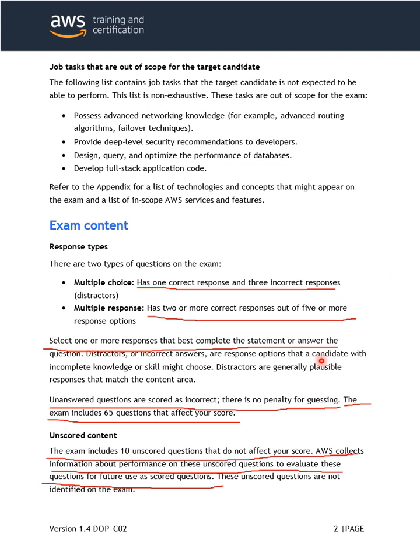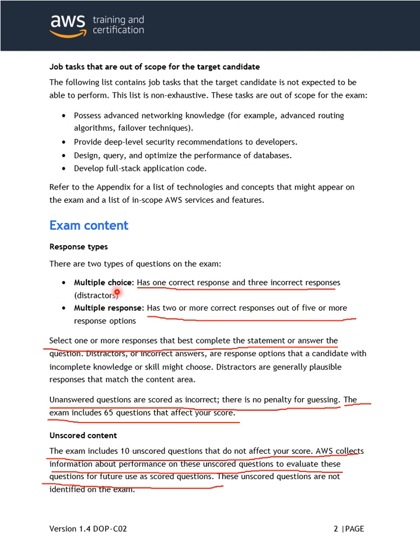So there are two types of questions in the exam. One is multiple choice, which has one correct response and three incorrect responses. The second is multiple response. So a question has two or more correct responses out of five or six responses.